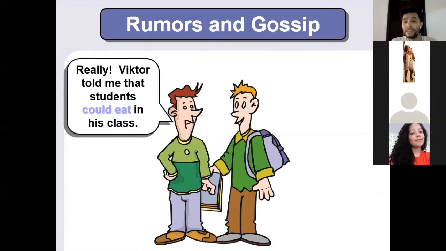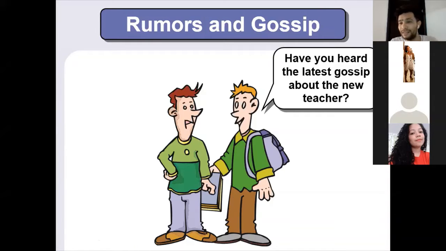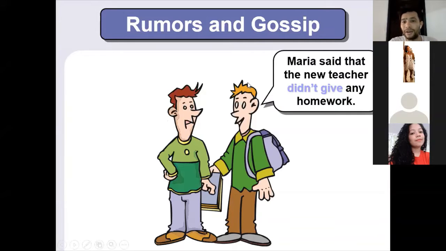Now, there was a conversation. Now let's try to analyze each of the sentences that they gave, right? So take a look. Maria said that the new teacher didn't give any homework. This is the reported speech, guys. But what do you think is the real information here? If I say Maria said that the new teacher didn't give any homework, if this is the reported speech, what is the information in the direct speech?